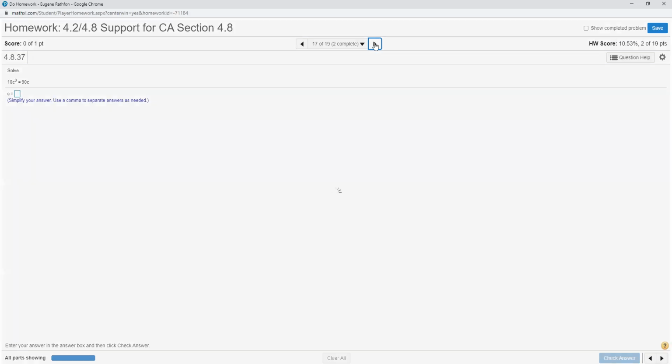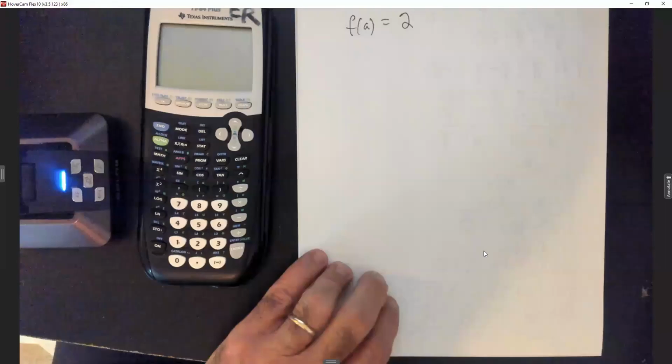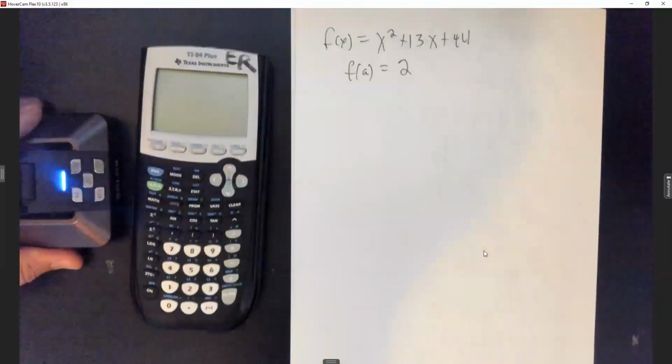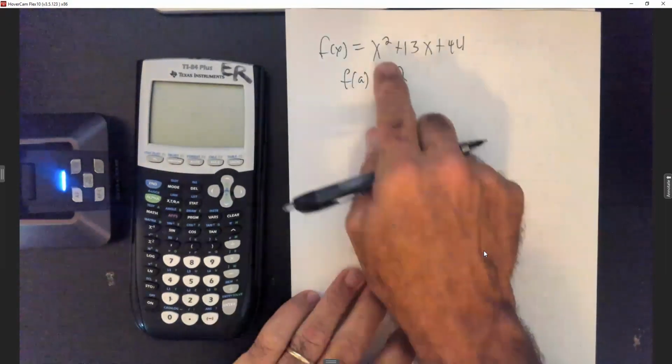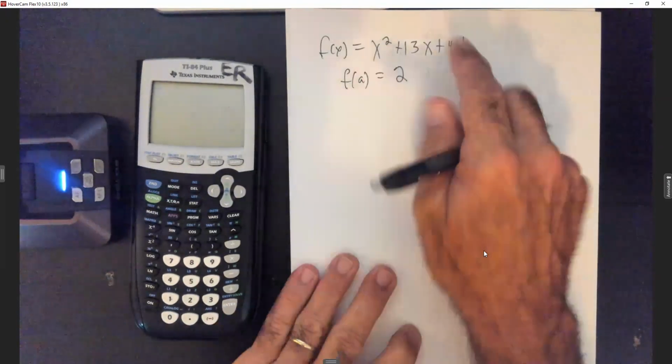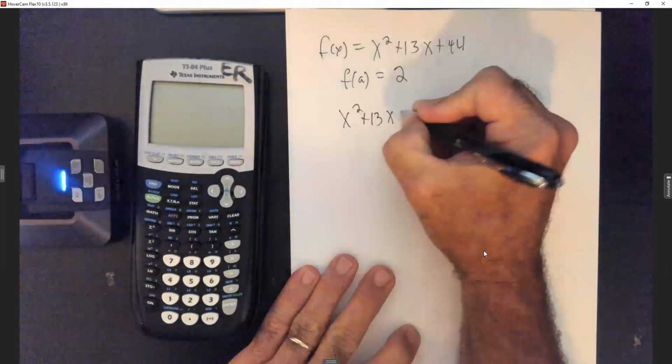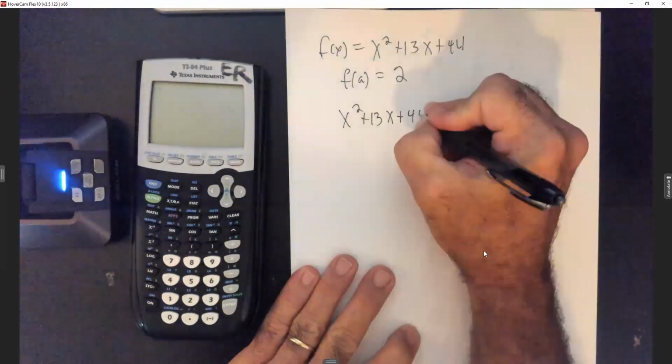All right, let's see. I think I had a cube to factor again. I'm pretty sure. All right, this says let f of x equal x squared plus 13x plus 44. And they want me to find a so that f of a equals 2. So basically what they want you to do on this question, they're telling me f of a equals 2, so that means they want me to set this whole thing, x squared plus 13x plus 44, equal to 2.